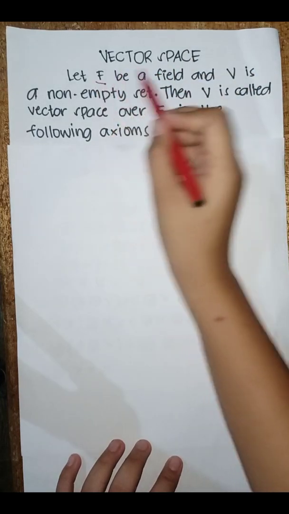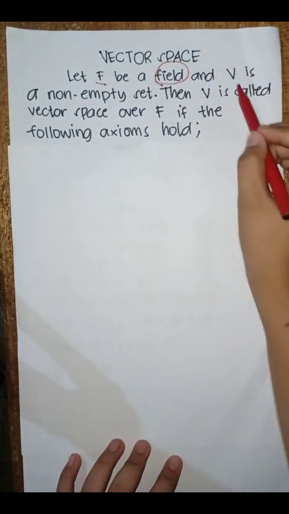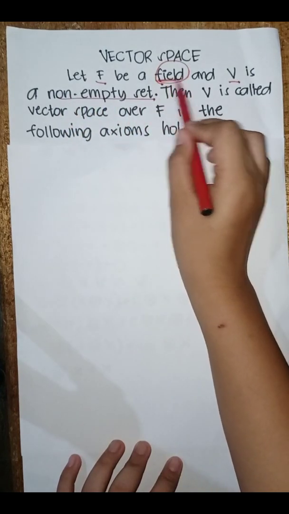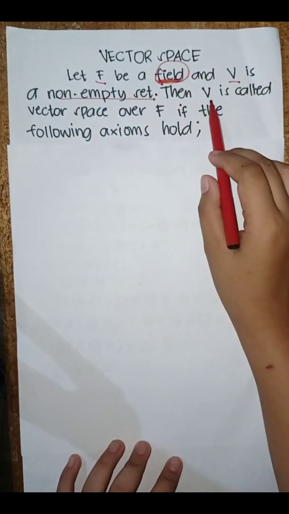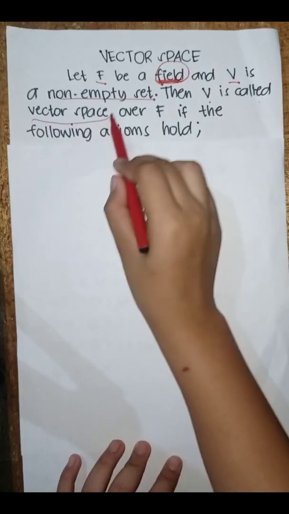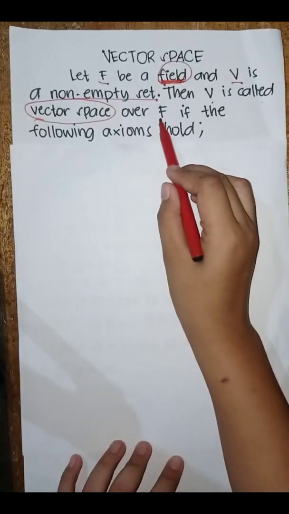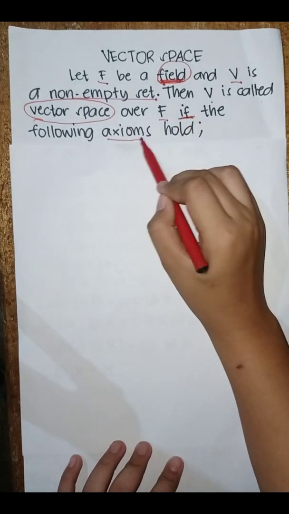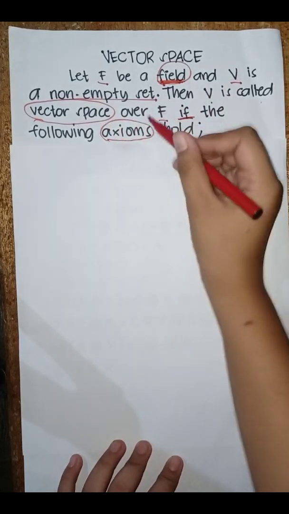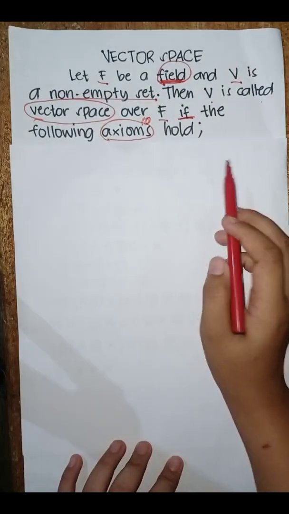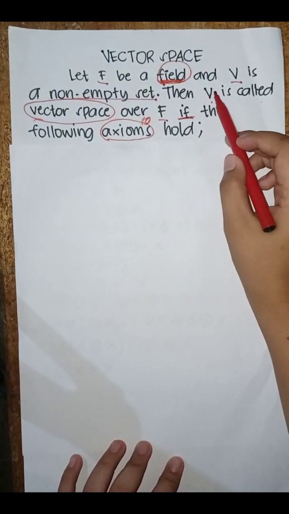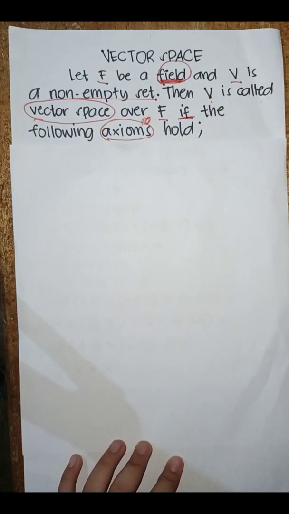Let F be a field and V is a non-empty set from the field. Then V is called vector space over F if the following axioms hold. So, specifically, there are 10 axioms to be satisfied before a certain V or a set is called vector space.